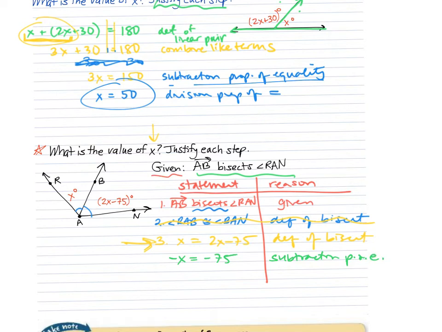And then we need to divide both sides by negative 1 to get x equals 75. And that is the division property of equality. You could have also multiplied by negative 1, so it could also have been the multiplication property of equality. But x equals 75, and this is how we justified it. We know they're equal to each other because of the definition of bisect. By the subtraction property of equality, negative x equals negative 75, and by either the division or multiplication property of equality, x equals 75.